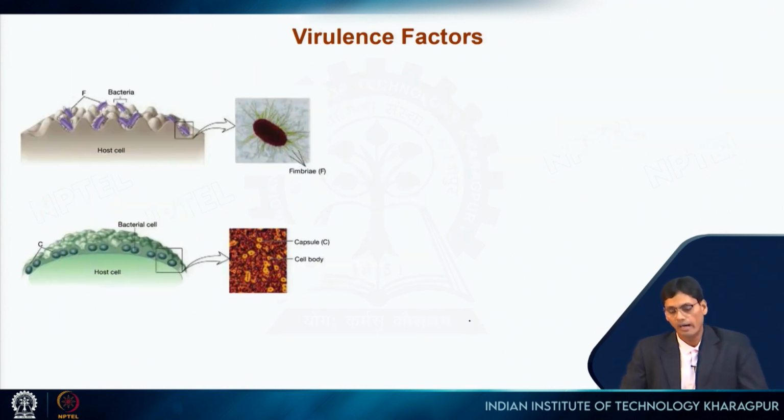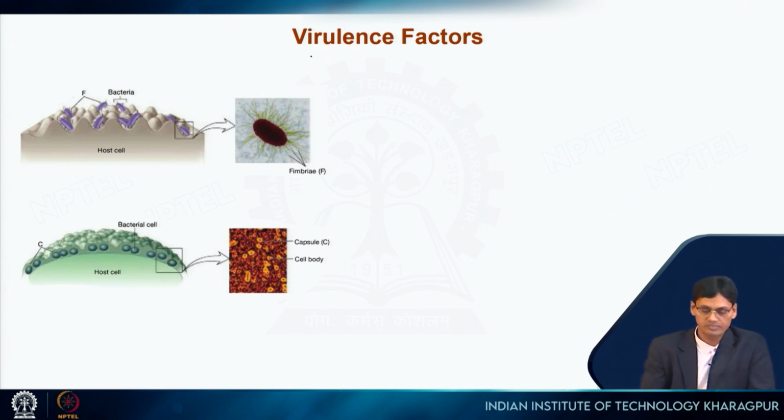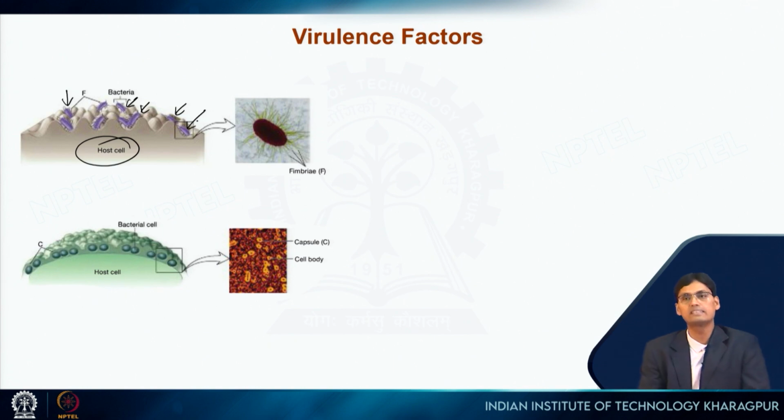Now I will particularly discuss some virulence factors. As you can see here, this is a host cell, and you can see some bacteria here. I am just showing them in purple color. Just imagine that these are gram-positive bacteria. Now these bacteria have different types of adhesion factors, which are also called adhesins.